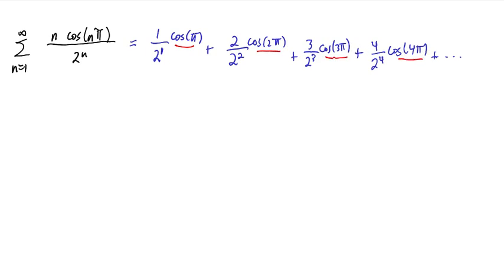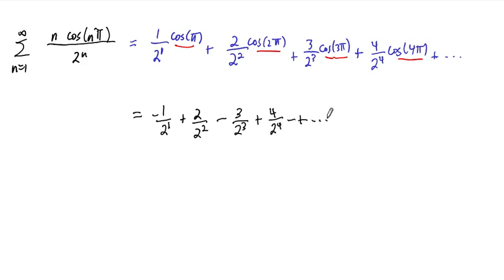These cosine values are multiples of pi. Cosine of pi is negative 1, so this is actually negative 1 over 2 to the 1. Cosine of 2 pi is 1, so this becomes plus 2 over 2 squared. The cosine is alternating between negative 1 and 1. Cosine of 3 pi is another negative 1, so minus 3 over 2 to the third, plus 4 over 2 to the fourth, minus, plus, and now we see a pattern.